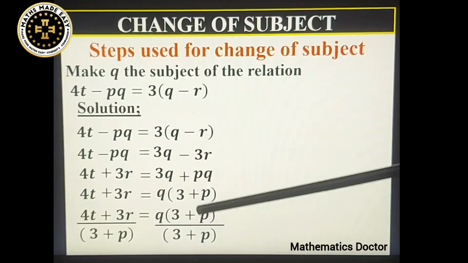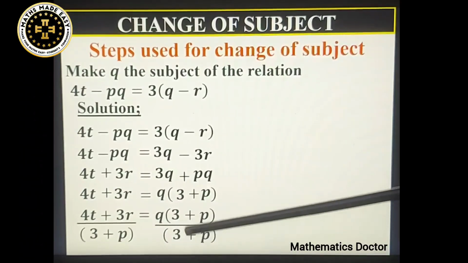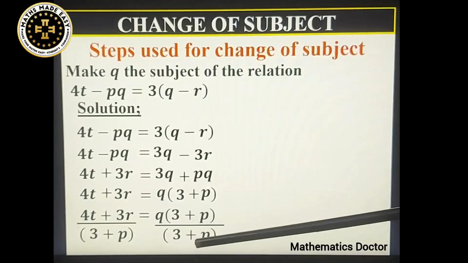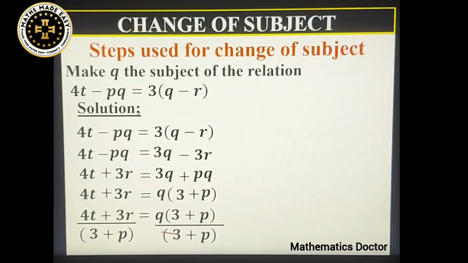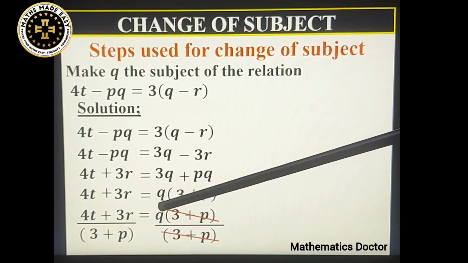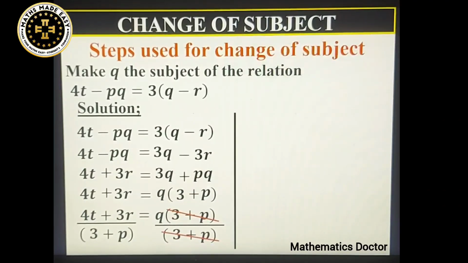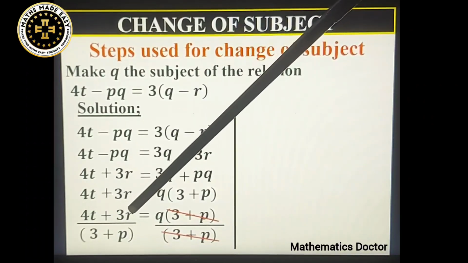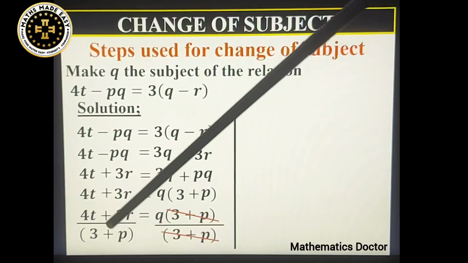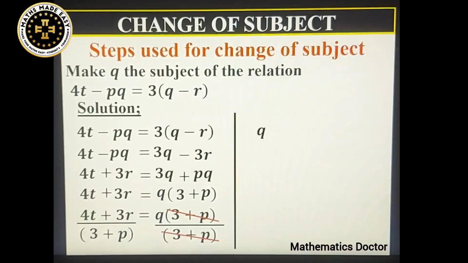Now let's cancel out because 3 plus p is common here. At the numerator and at the denominator, they'll cancel out to make kill stand alone so that kill can now be the subject. So cancel the numerator with the denominator. Now kill didn't cancel itself, so it remains alone. So we go to the other side. You realize that at the left-hand side, we have 4t plus 3r all over 3 plus p. They cannot cancel out because they are not common. So let's repeat that kill is equal to 4t plus 3r all divided by 3 plus p.